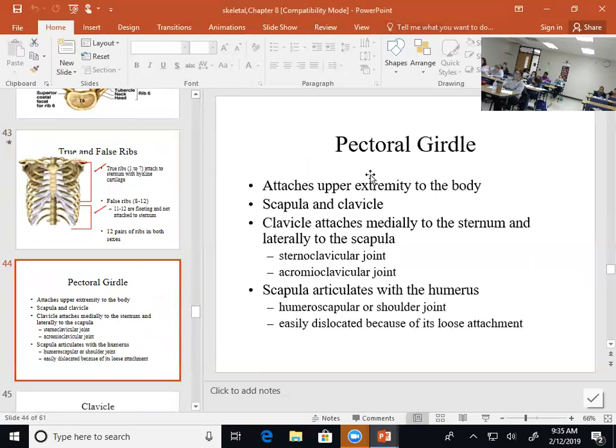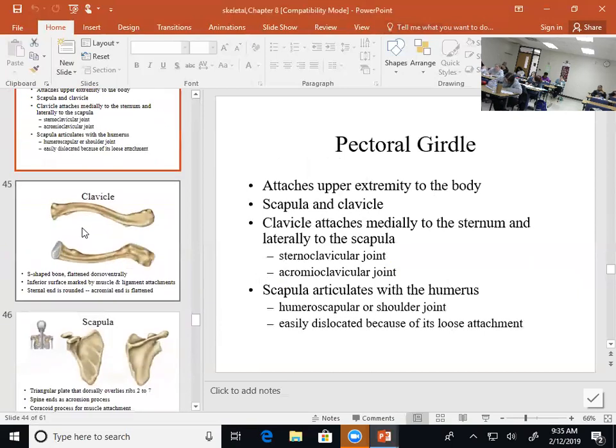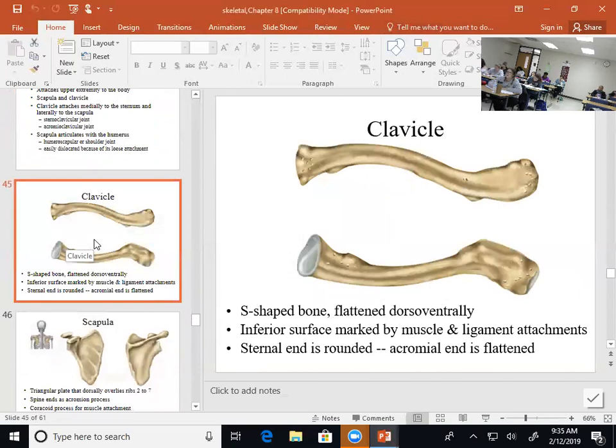The pectoral girdle is going to include the clavicle, which is the collarbone, and the scapula. The clavicle is considered this area. The sternal end of the clavicle is flatter where it abuts up to the sternum than the acromial end, which is at the shoulder. And you guys remember the regions, don't you? What did acromial mean? Shoulder, didn't it?